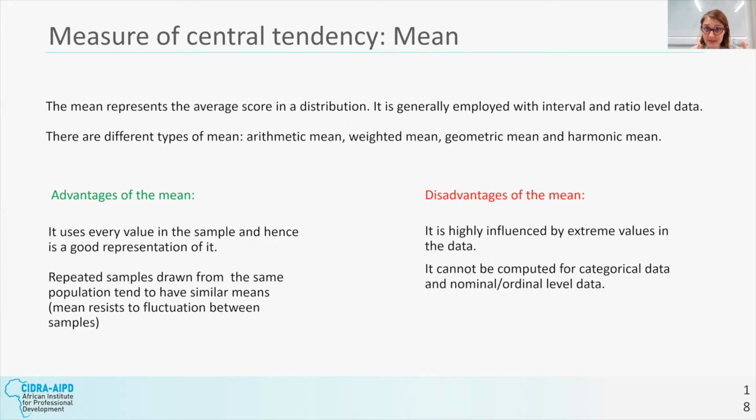One of the main advantages is that the mean is computed on the entire sample, so it uses every single value. For this reason, it's a very good representation of it. Moreover, when we extract more samples from the same population, the mean tends to be almost the same across all the samples. So we can say that the mean is almost invariant. It resists fluctuations across the samples extracted from the same population.